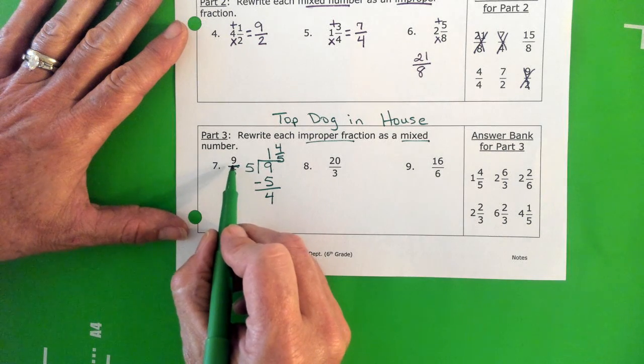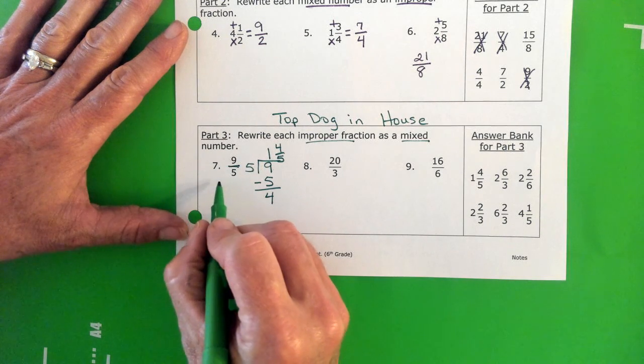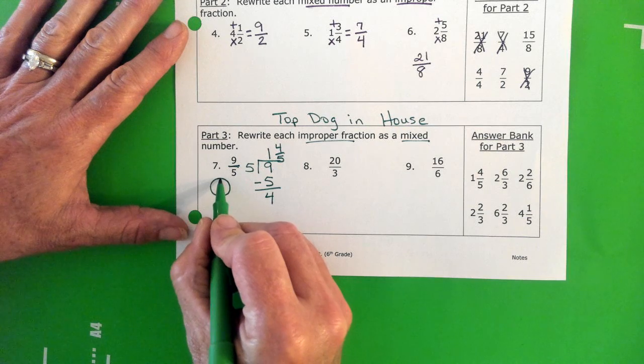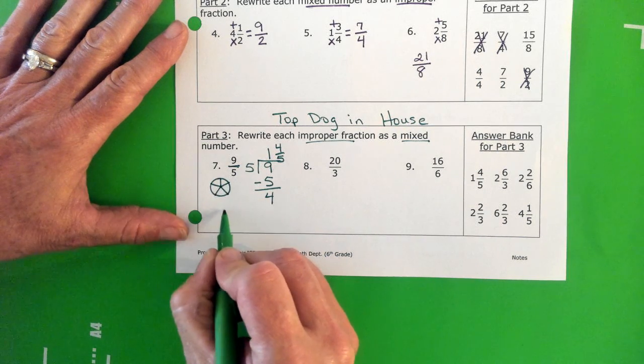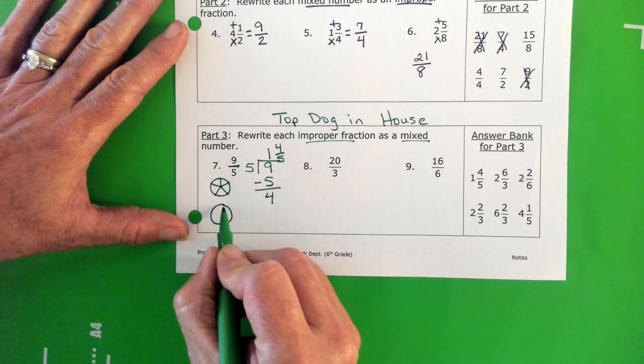What just happened there is if I have 9 fifths, watch this. See if I can do a fifth. It's like a little star, and here's another one.